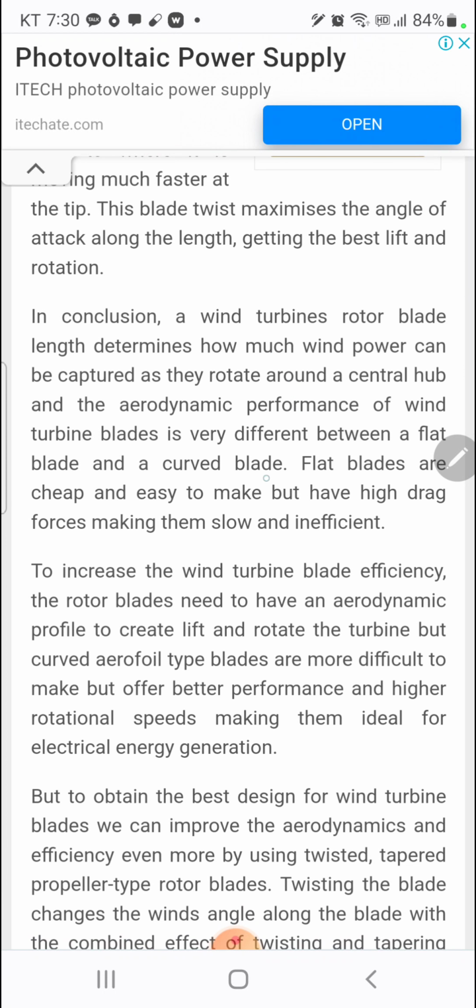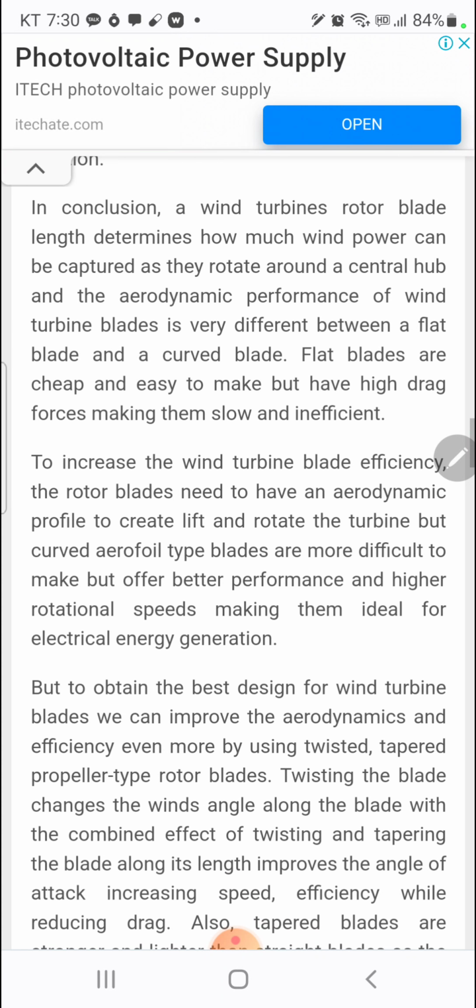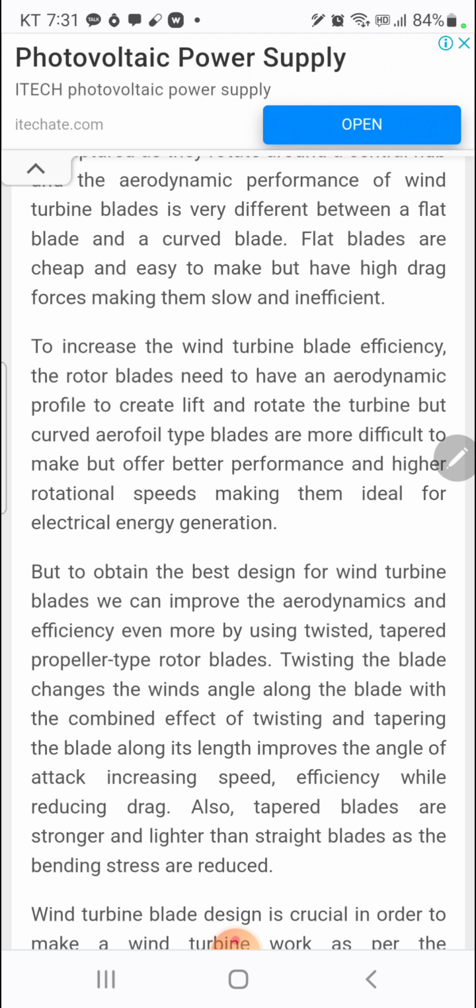In conclusion, the wind turbine's rotor blade length determines how much wind power can be captured as they rotate around the central hub, and the aerodynamic performance of wind turbine blades is very different between a flat blade and a curved blade. Flat blades are cheap and easy to make, but have high drag forces, making them slow and inefficient.